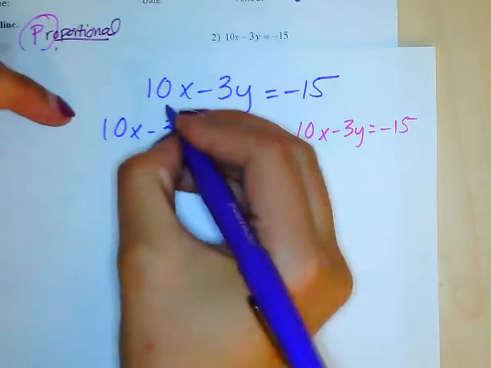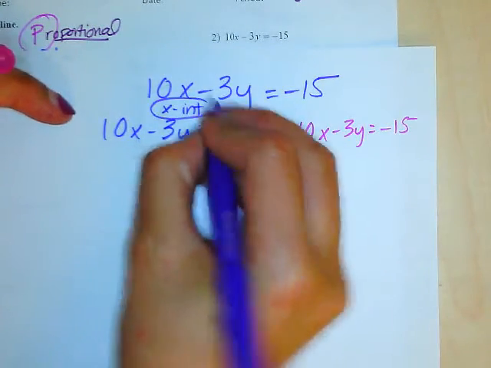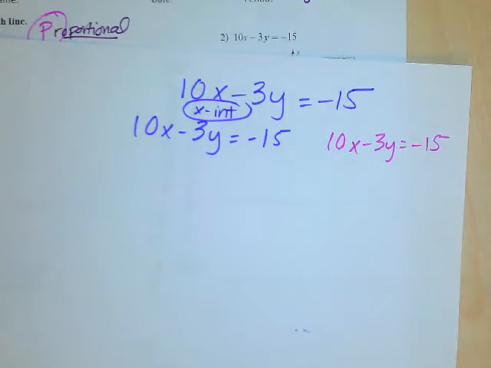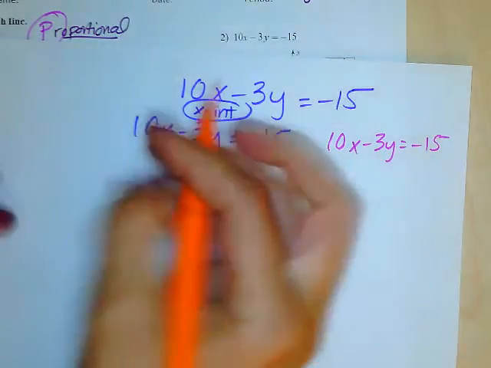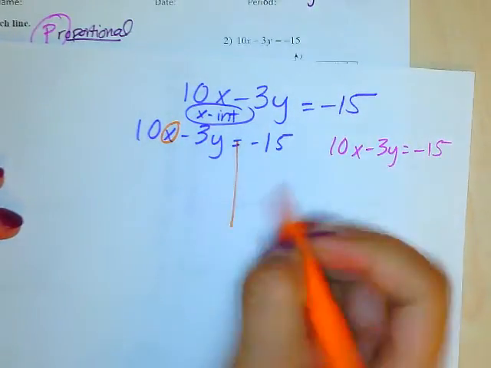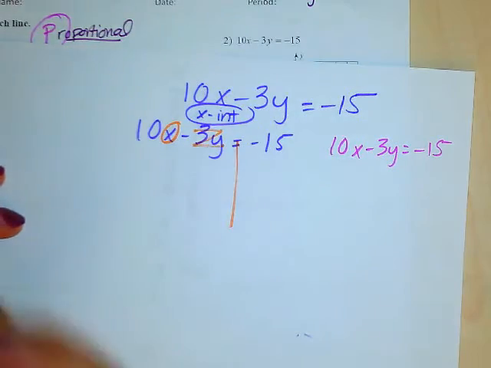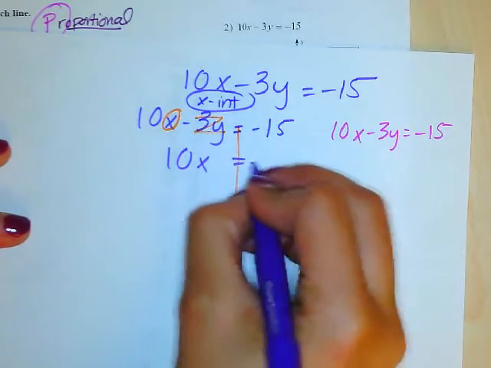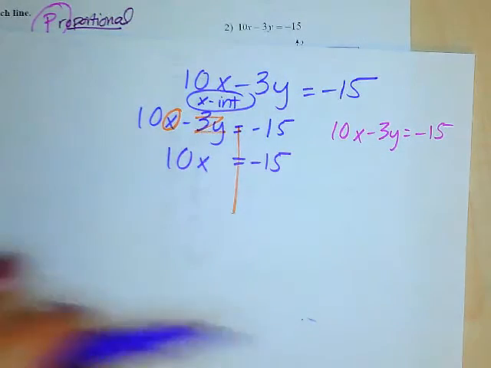Okay, so over here I'm going to do the x-intercept. So I am going to circle the x to solve. So I'm going to circle the x. I want to solve for x, and that means I'm going to zero out the y. Okay, so here I have left 10x equals negative 15.